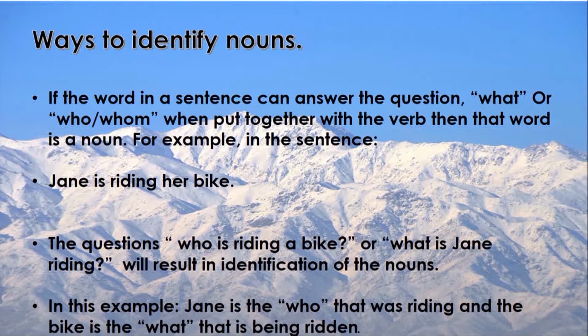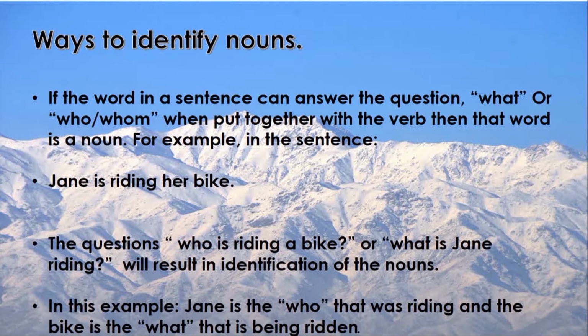So we have a sentence here. Jane is riding her bike, right? If we are asking the question, who is riding the bike? Then the answer to that question would be Jane. Jane in that sentence would be a noun. So that is one way of helping us to identify what the noun is, right?